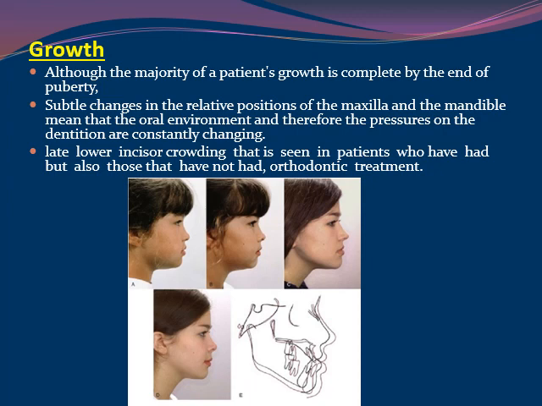Growth. As we know, the majority of the growth completes with the end of puberty, but there are minimal age changes that occur throughout life. These changes include relative changes in the position of the maxilla and mandible. So there will be changes in the pressure from the soft tissues. We can conclude that if there are changes in the pressure from the soft tissues due to changes in the relative position of the maxilla and mandible, there will be a chance of relapse.